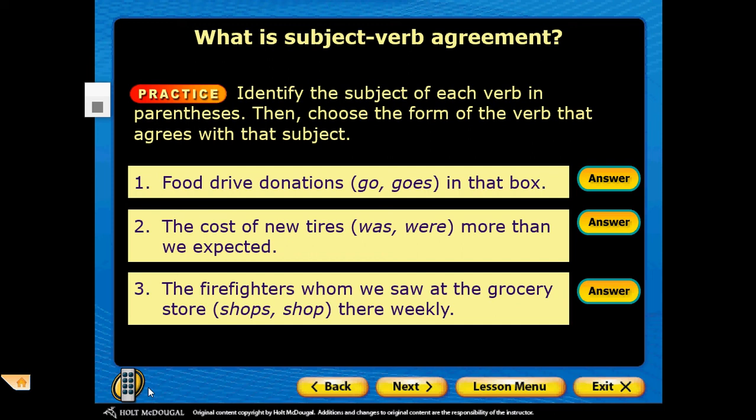So, for example, food drive donations go or goes in that box. Are we talking about food or donations? Let's look at the sentence here: in that box. What actually goes in the box? It's donations, not the food. So what type of subject are we talking about? Donations. It's a plural subject, right?